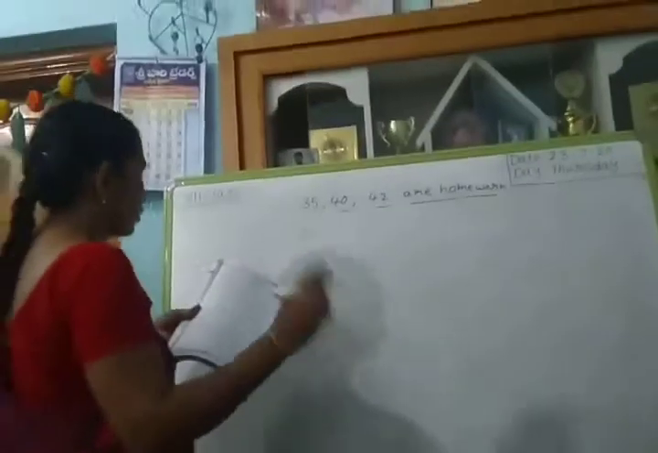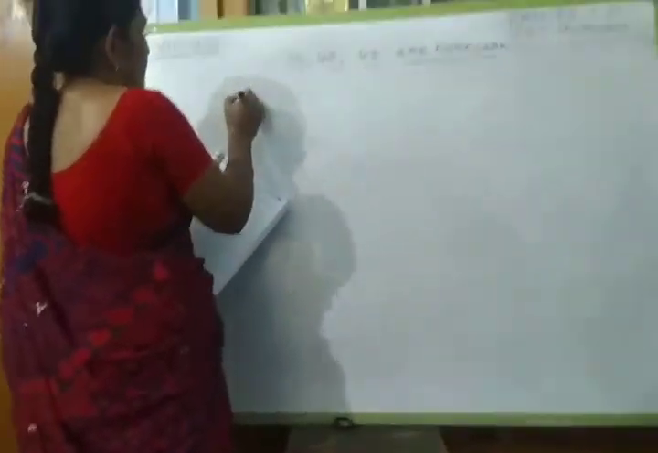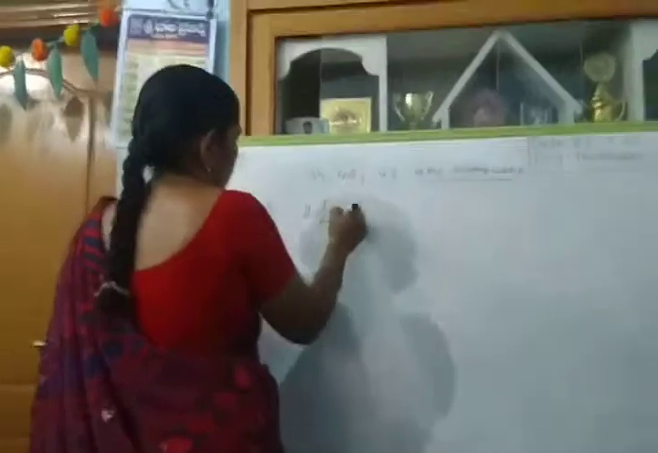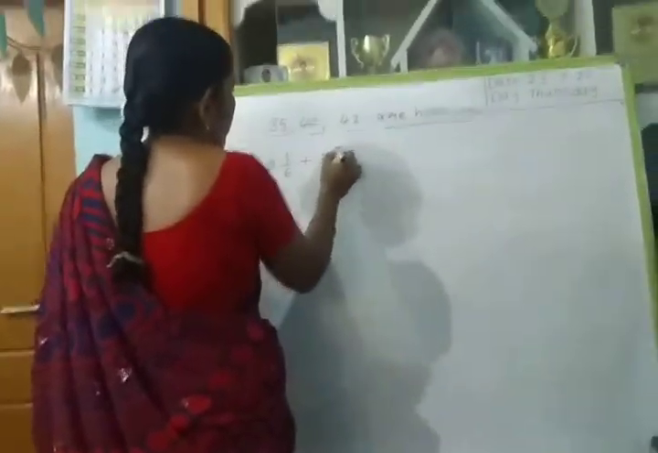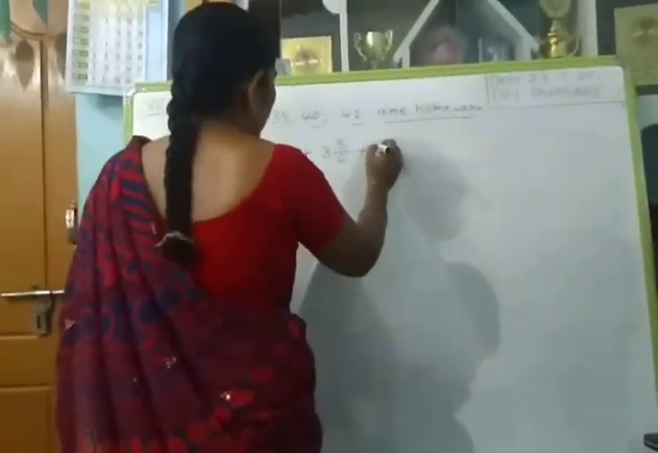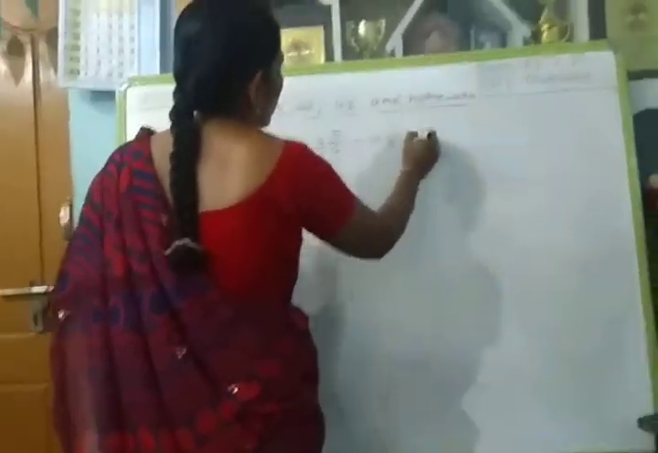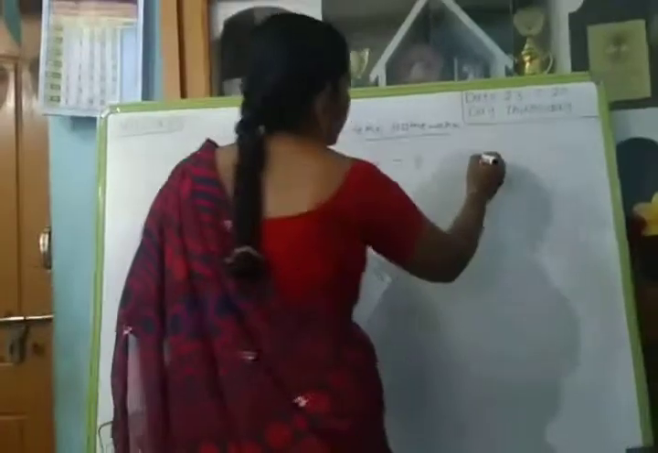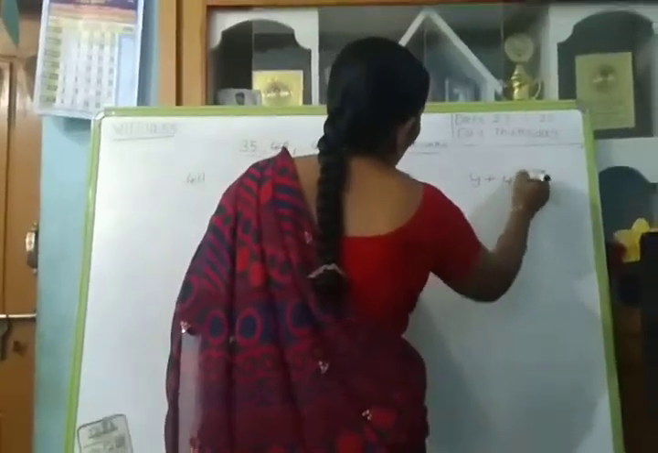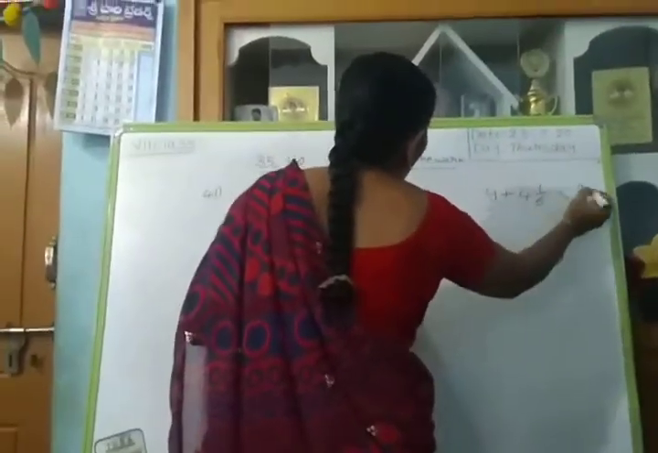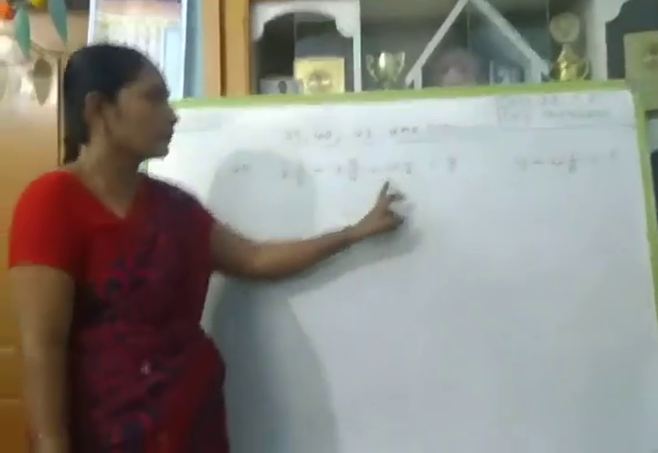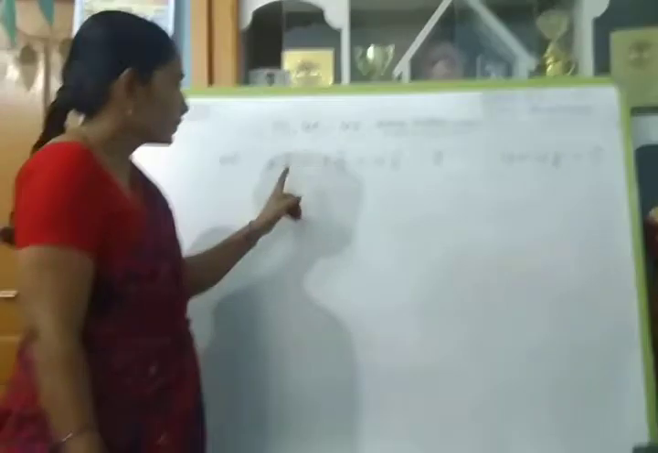Next, 40 is homework. 41. See, 41: 2 1 by 6 plus 3 5 by 6 plus 10 1 by 6 is equal to y. Then y plus 4 1 by 6 we have to find. First find the y value. How will we find it? All are like fractions, but given as mixed fractions.